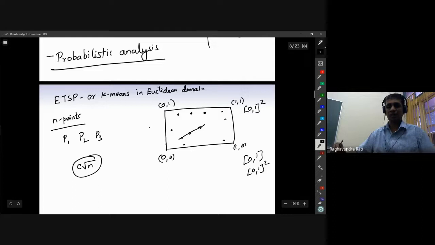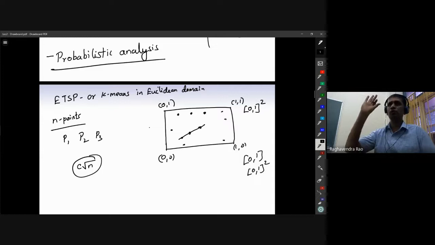Or I can predict what is there. What is the tour value? If I just say the tour value is root n, I'll be only away by a constant factor. Such peculiar things happen when you take random instances. Similar is the scenario when you take the discrete setting.